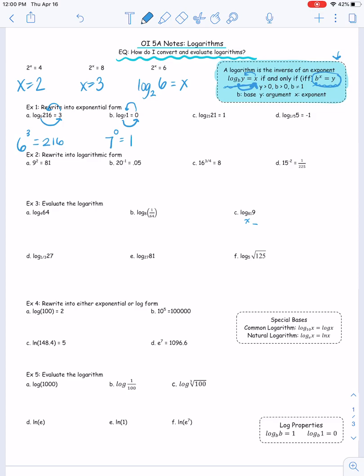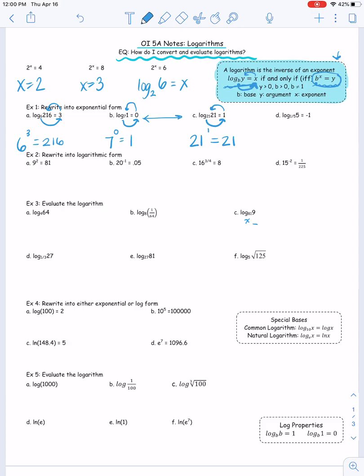Going to the next one, remember we're just rewriting. So base raised to the exponent equals the argument. Base of 21 raised to the first power is equal to 21. Again, that makes sense because any base raised to the first power is just going to be that number. So you need to start taking into consideration what those known values are going to look like.